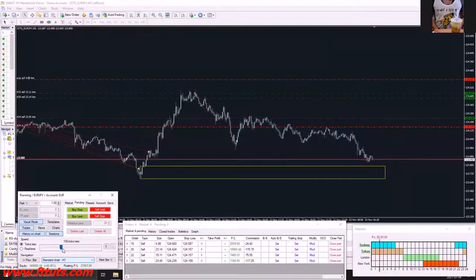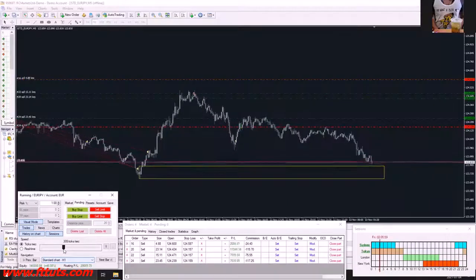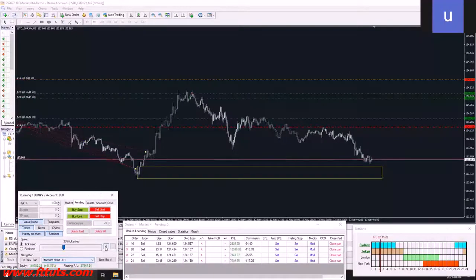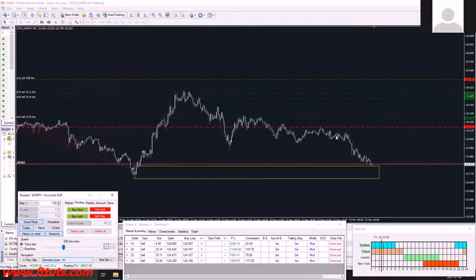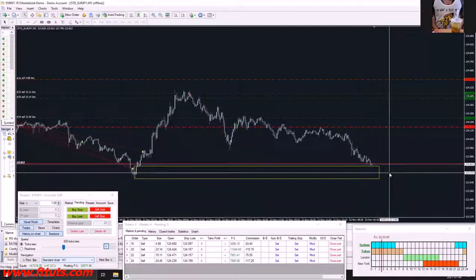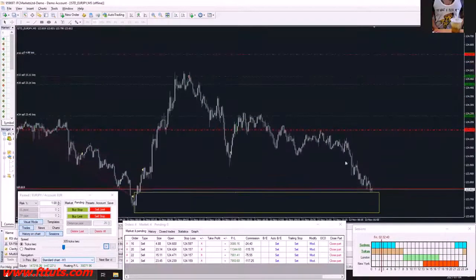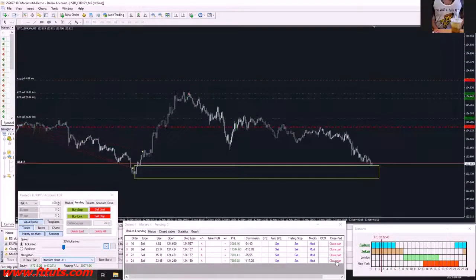Fast forward a little bit. It's a good session, Dan. You going to break 50%? Only 1% too, right? There you go. So we've tapped into this order block here. I'm going to take partials.